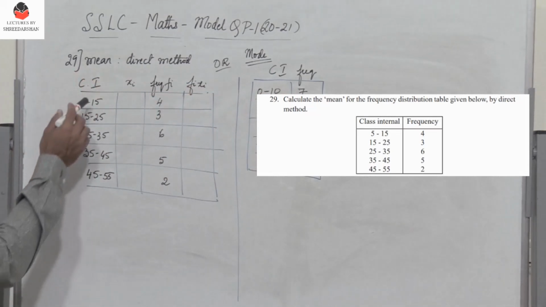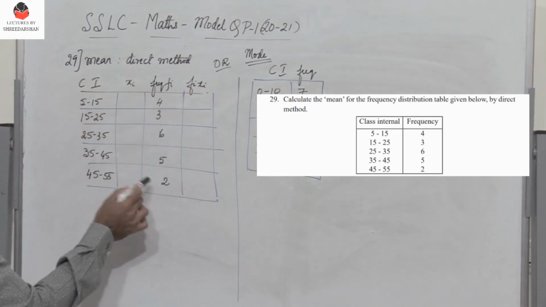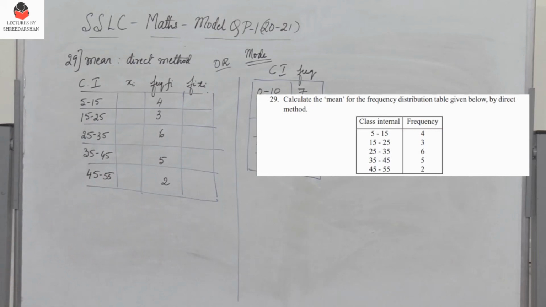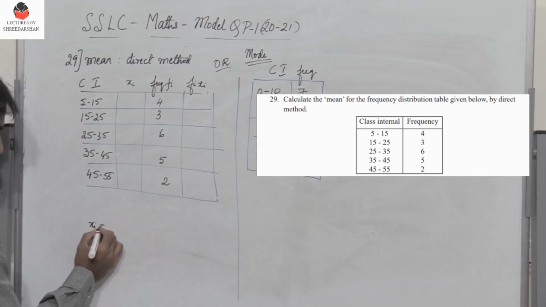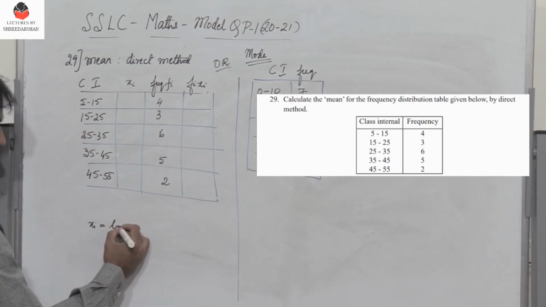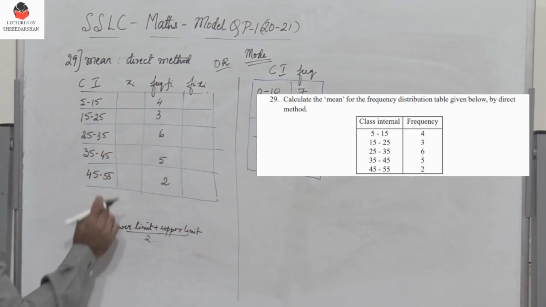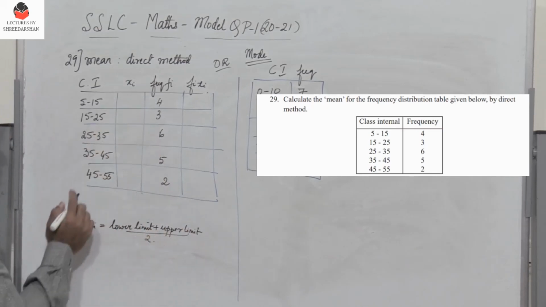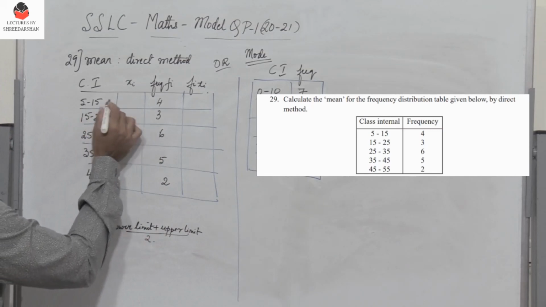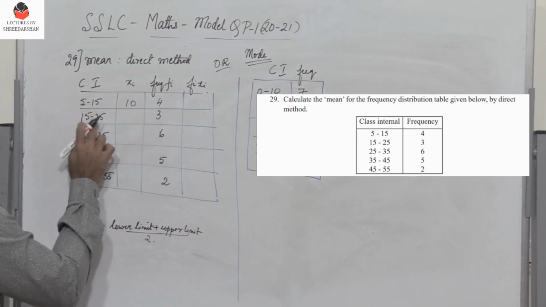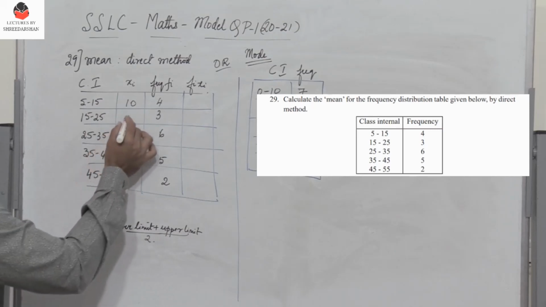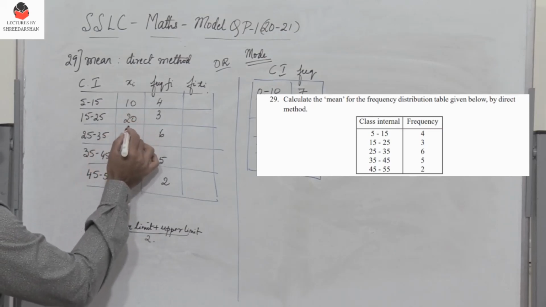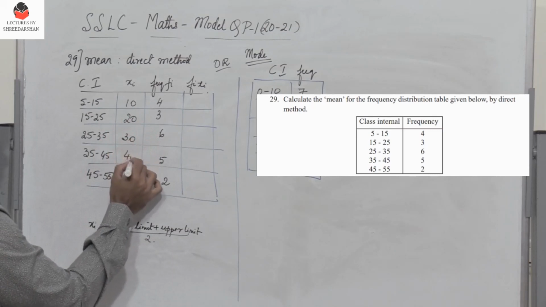So given the class interval 5 to 15 and the frequency, remember that xi is nothing but the lower limit plus upper limit by 2. So 5 plus 15 by 2 is 20 by 2, which is 10. 15 plus 25 by 2, which is 40 by 2, which is 20, and so on. So I can just write 30 here, 40 and 50.